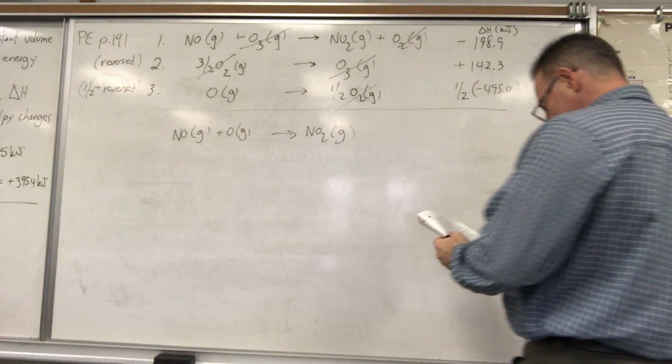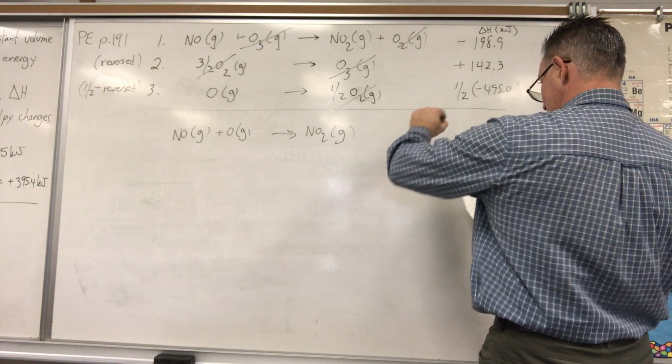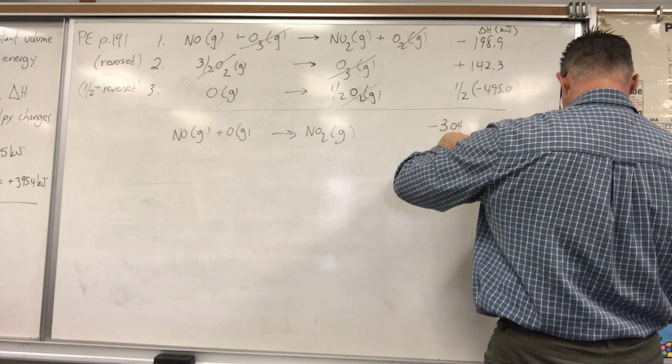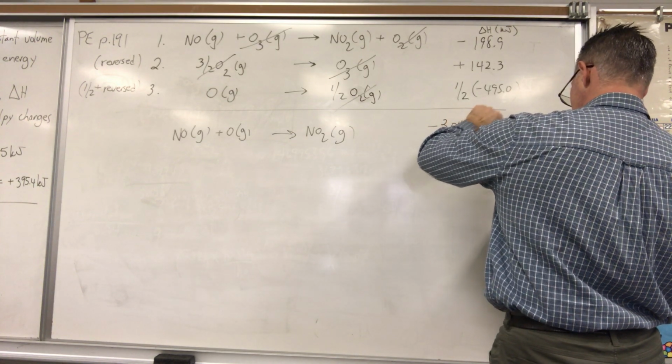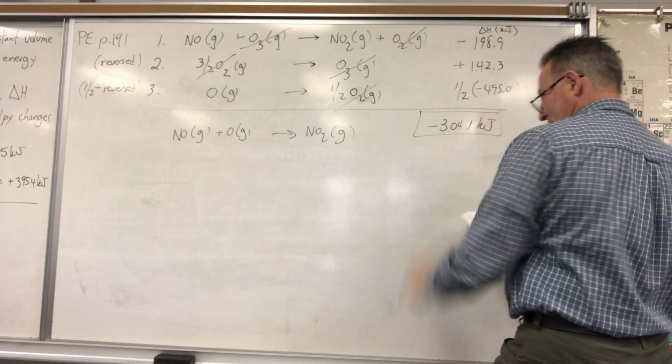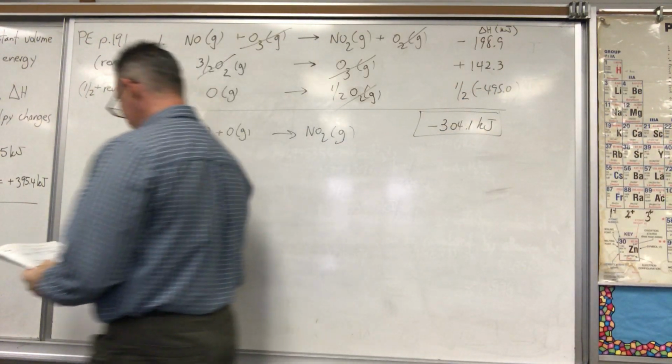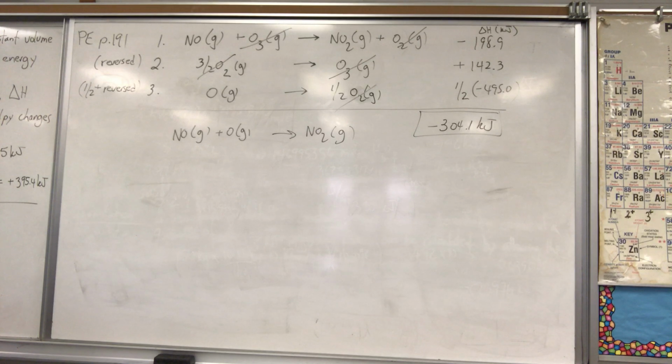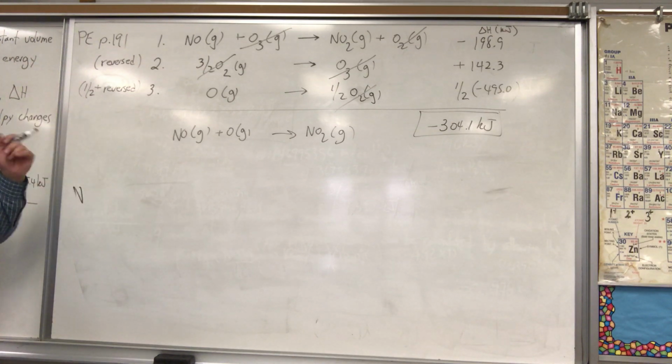And you do the same with the numbers. You add them all up. When you add them all up, what you get is negative 304.1 kilojoules, and that's the answer that the book gives as well. And that's the net reaction. These are actually fun to do once you get the trick. They're not that hard. Don't be intimidated by them. I think the marker's getting light. I'll use this one now.